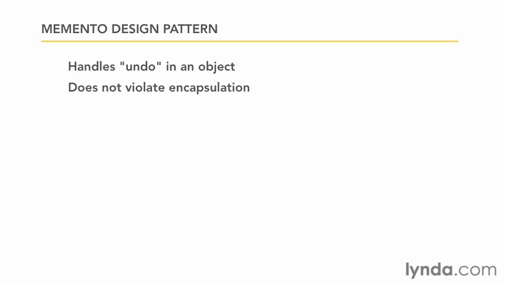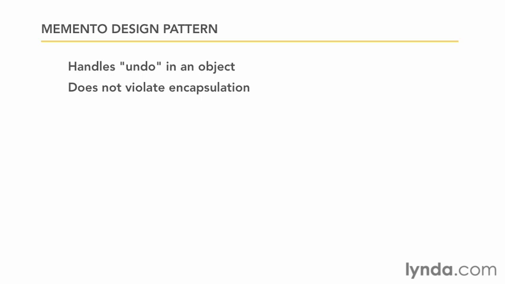Next, let's take a look at the memento design pattern. This is a way of managing change, basically a way to undo a change to an object, but doing it in a way that does not violate encapsulation and the idea that an object should always manage itself. I'm going to illustrate this one without code.